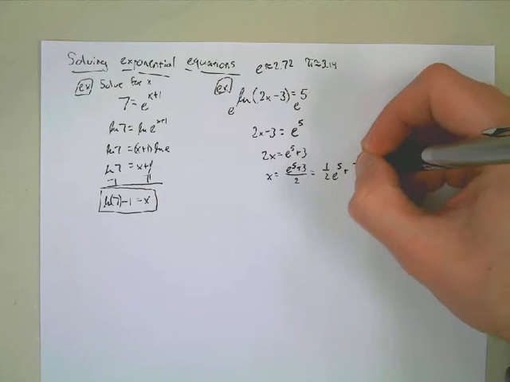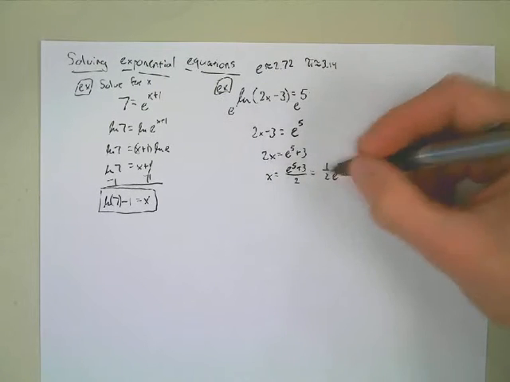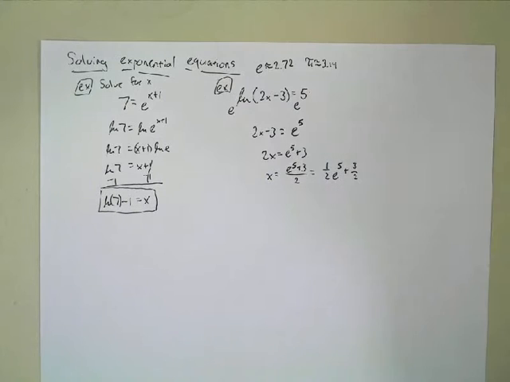Mr. Whitmire? Yep, e is 2.718. Yeah, okay. That works.